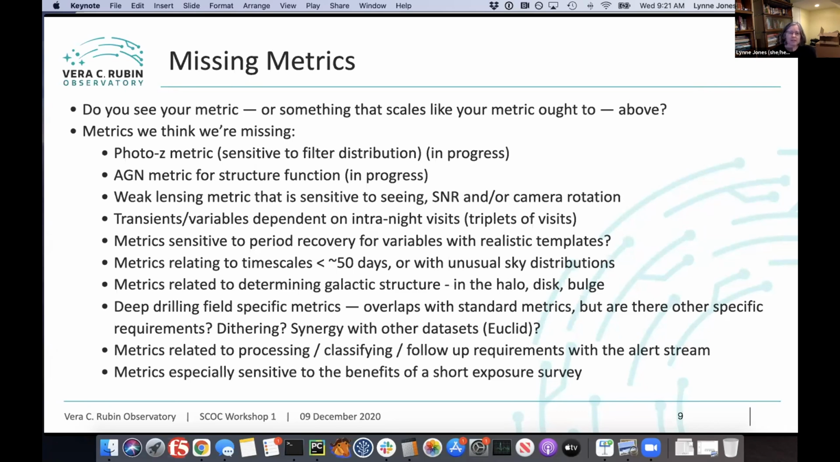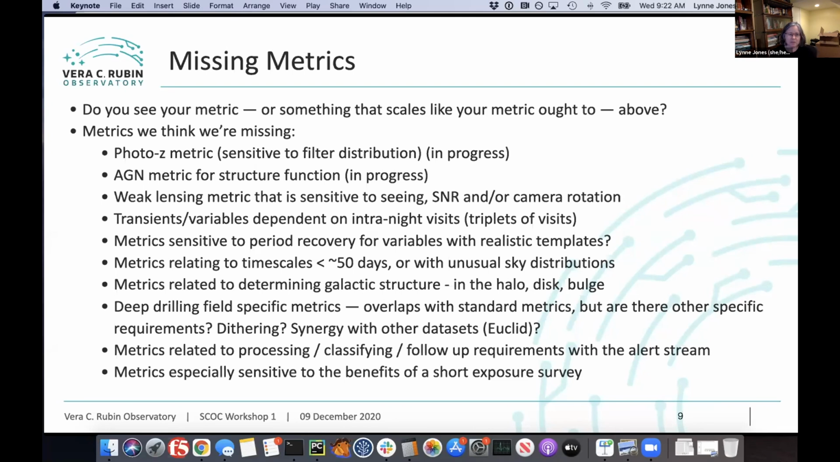Metrics related to determining the galactic structure in the halo, disk, and bulge. So this is, I expect, very sensitive to footprint, and it would be beneficial to have some more metrics. And deep drilling field specific metrics. Here there's a lot of overlap with our standard metrics, but are there other specific requirements to doing synergy with other data sets and so on?